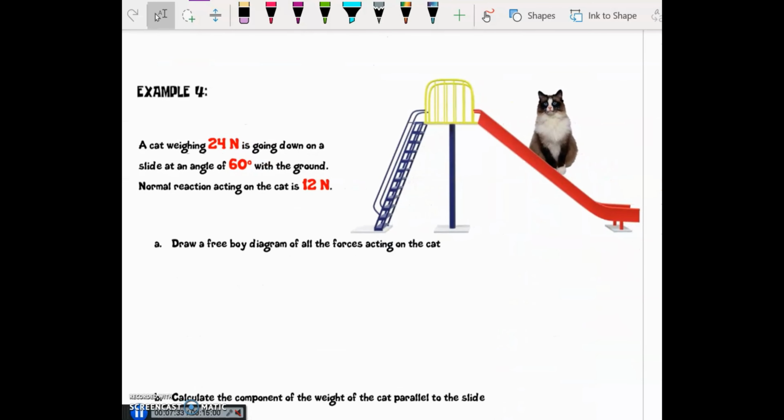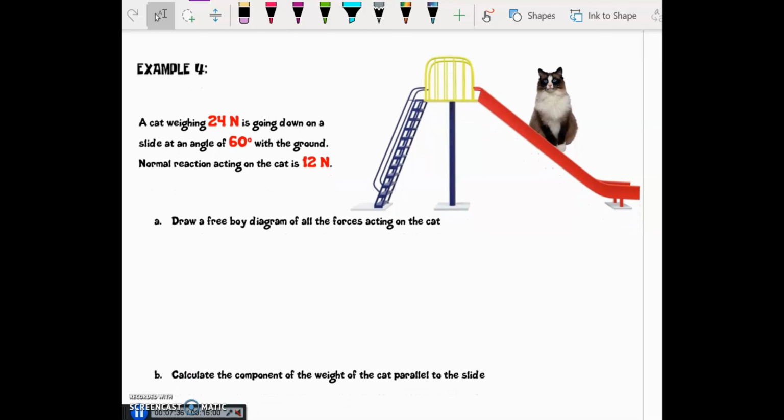Okay, so here, the problem given to you is an object on an inclined plane. A cat weighing 24 Newton is going down on a slide at an angle 60 degree with the ground. Normal reaction acting on the cat is 12 Newton. Since there is no information on the surface of the slide, we can assume that friction is 0. We can assume that it is a smooth slide. So frictional force is 0 Newton.